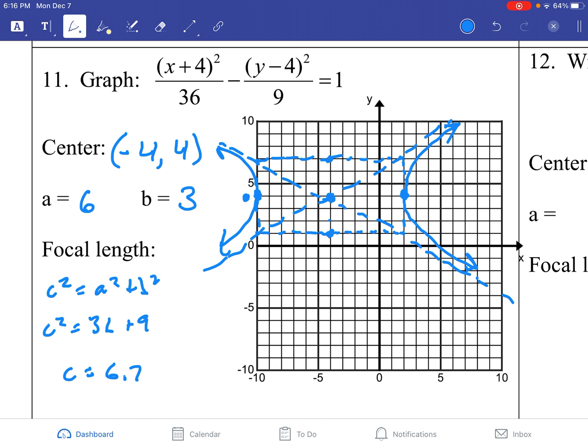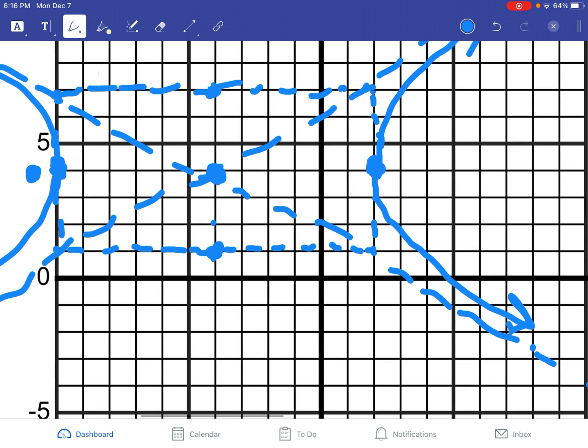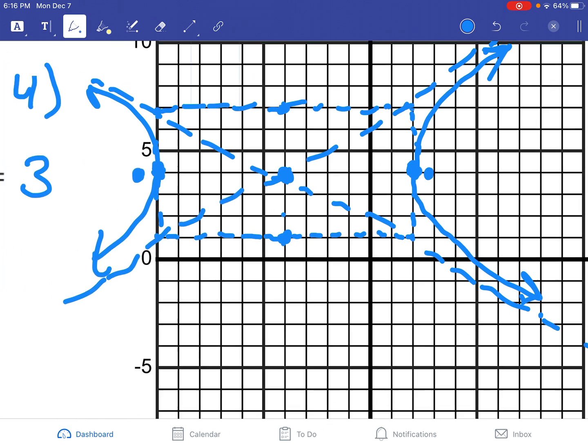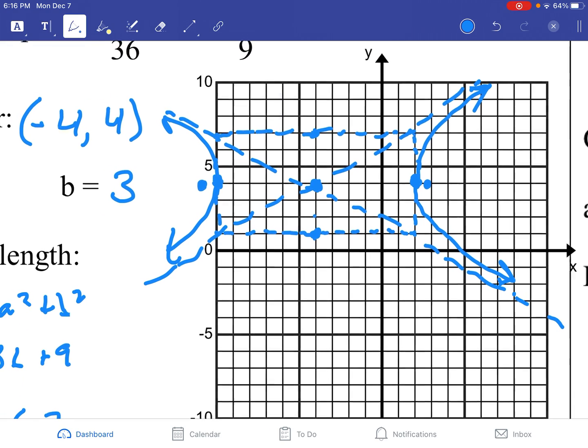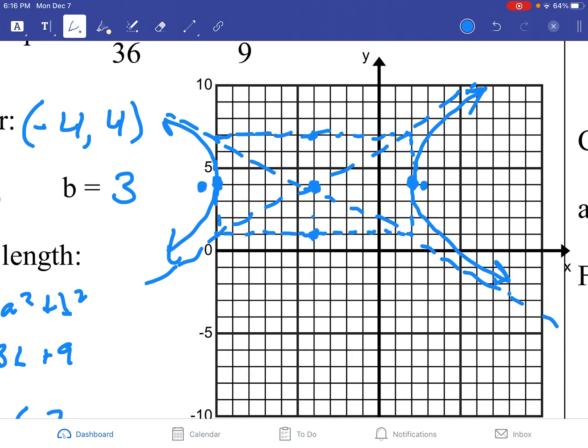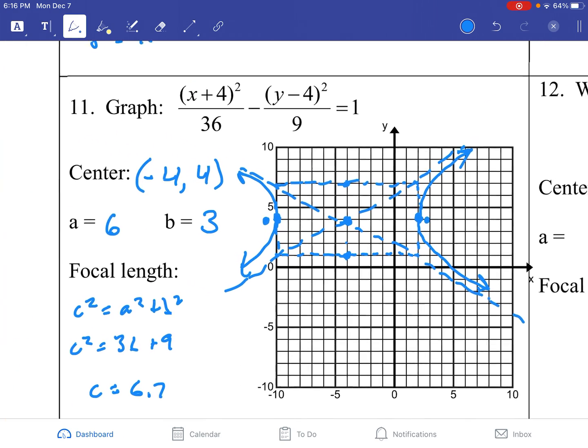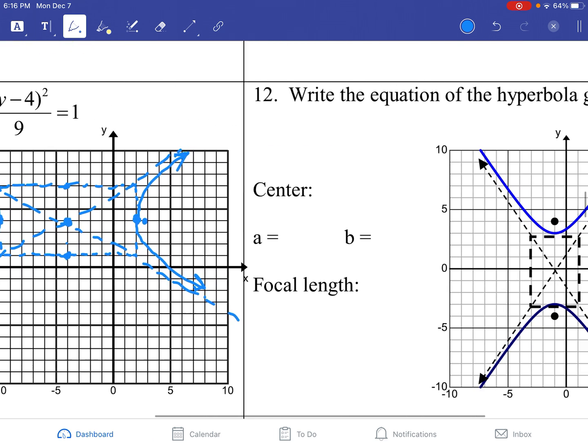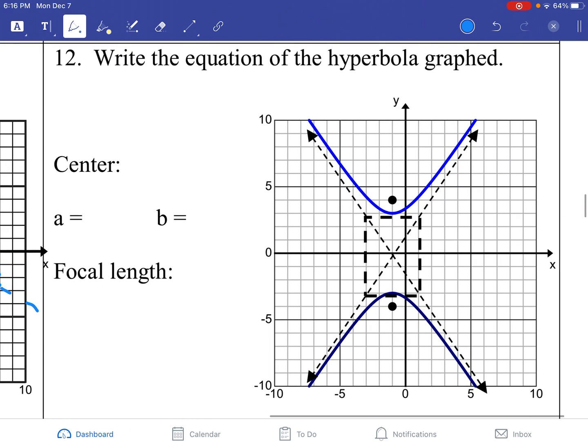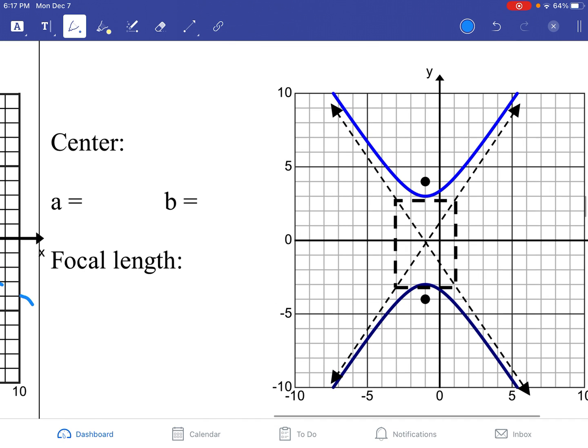So we're going to go, let's say it's right there, 6.7. I'm going to zoom in right there. And there's your graph of your hyperbola. Now we have the graph, we have to find the equation. The center is right where the two lines intersect. So it's going to be -1, 0.